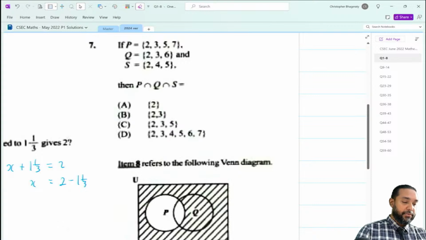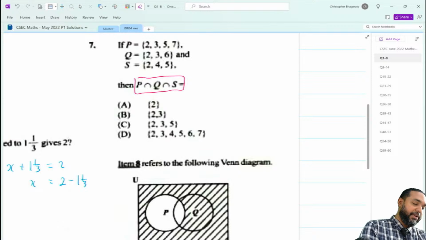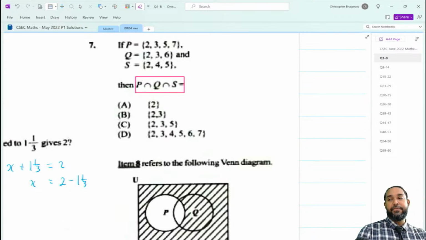All right, number 7, we have some sets. So P intersect Q intersect S. So this is what they want us to find here. The intersection of sets means you have common elements between them or among them. So if we look at these 3 sets, are there any elements present in all 3? The 2, right? Any other elements? No. I see in 3, 3, I see in 5, 5, and then 4, 6, and 7 are all unique to one set. Right. So the answer here is A.